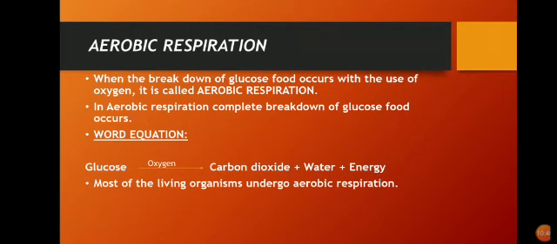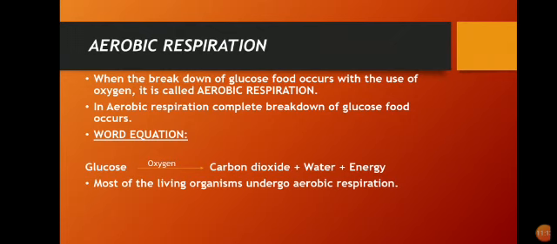In aerobic respiration, the glucose food is completely broken down into carbon dioxide and water with the use of oxygen, and energy is released. Too much energy is released in case of aerobic respiration. When I teach you anaerobic respiration, you will find that complete breakdown of food does not occur. Partial breakdown of food occurs and it liberates very little energy. But in aerobic respiration, a huge amount of energy is liberated. Understood? Here you can see the word equation. Glucose in presence of oxygen in the cells breaks down into carbon dioxide, water and energy.